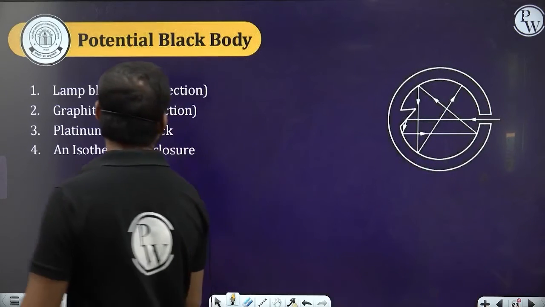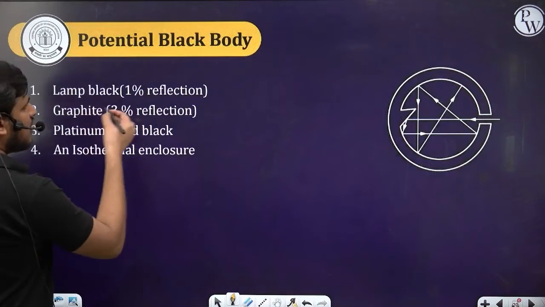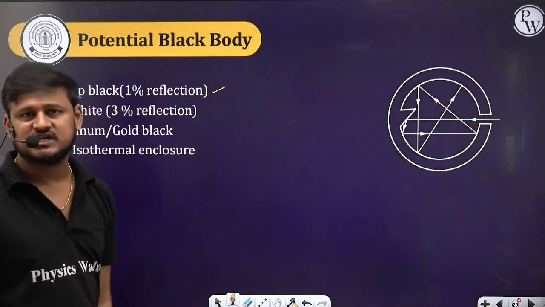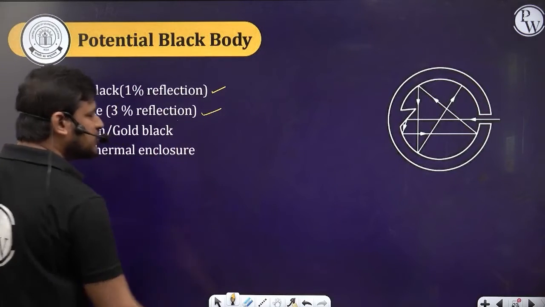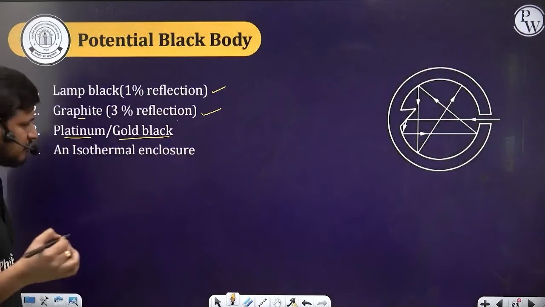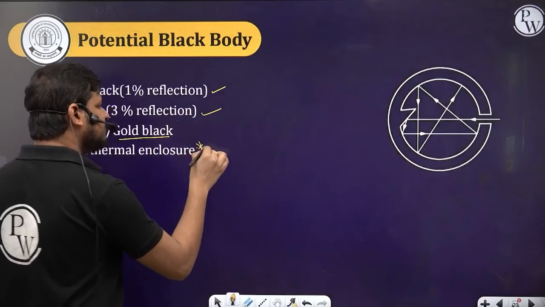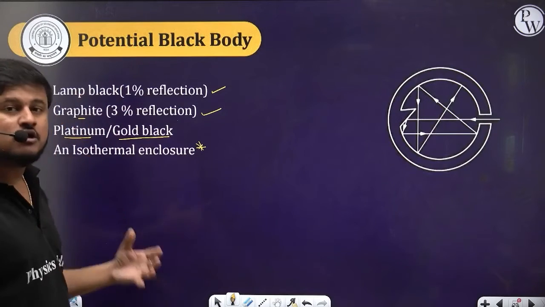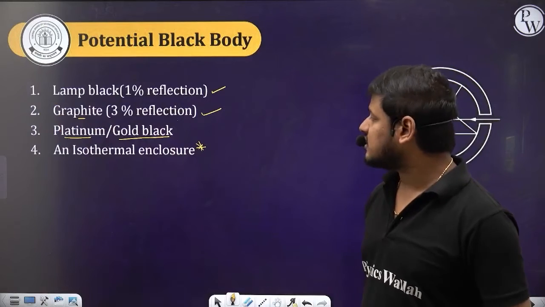The potential black bodies, which can be considered as black bodies: lamp black, with 1% reflection which can be neglected, so you can consider it a black body. Graphite, with 3% reflection, you can consider a black body. And platinum or gold black is a black body. And an isothermal enclosure, this is the most appropriate. If they gave 4 options, say which of the following is the potential black body, among them you can choose an isothermal enclosure.